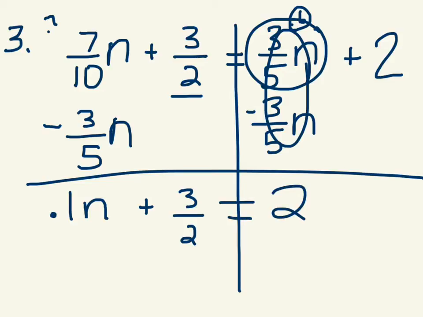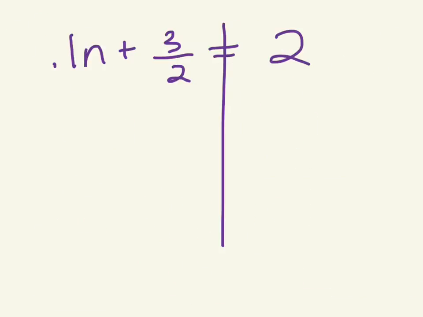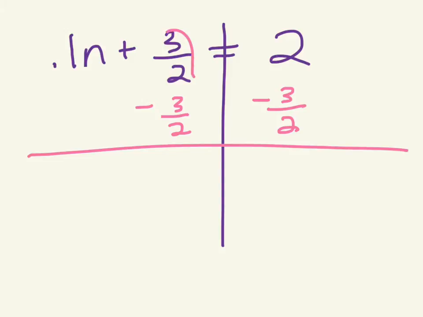Now I want to get this one by itself, the one with my variable right here, so I'm going to take away what's in its way, 3/2. In order to get rid of a positive 3/2, I need to take away 3/2. Remember, I need to do that to both sides. I just made more room for myself, so I took away 3/2 from both sides. And I'm going to see what I have left. These made a 0 pair. They canceled out, but I still have 0.1 n on this side. 2 minus 3/2, that's like saying 2 minus 1 1/2. If I put that in my calculator, I get 0.5.